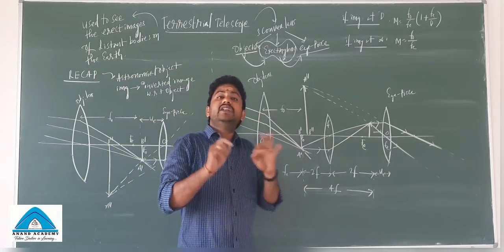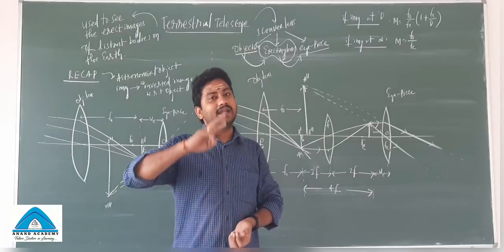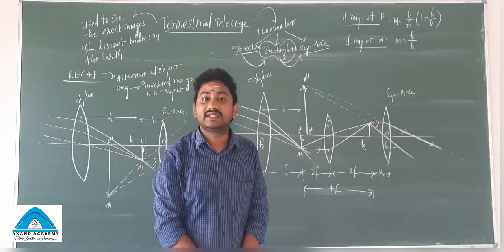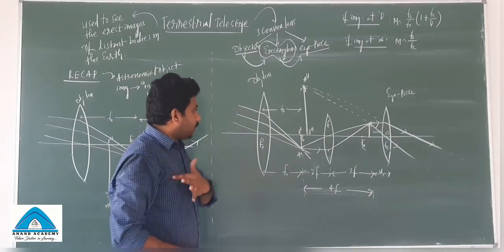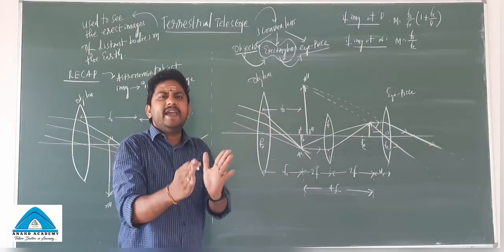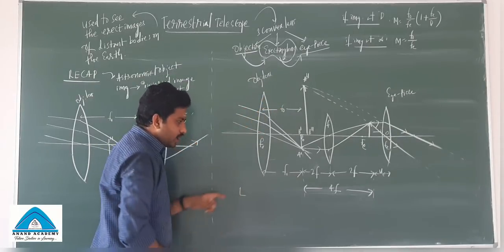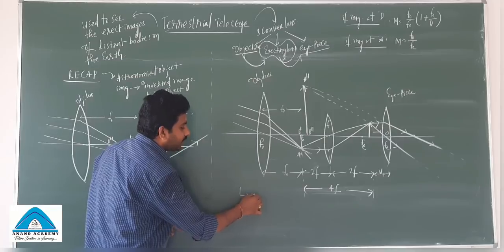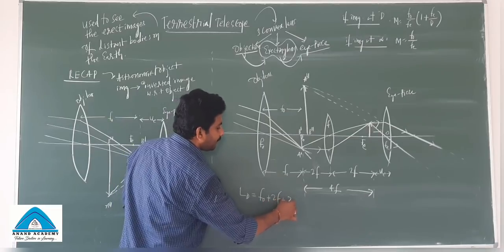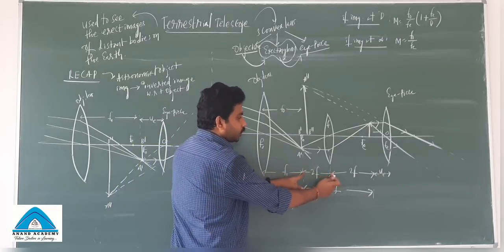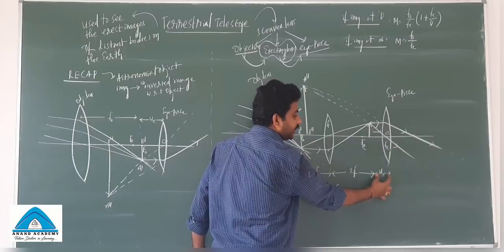Now we need to concentrate on two important things. Number one is the length of the terrestrial telescope, and number two is the magnification of the terrestrial telescope, called the magnifying power of the terrestrial telescope. Let's begin. Now, when the image is formed at the least distance of distinct vision, let us identify the length of the telescope when the image is formed at D. Tell me, what is this? f0 plus 2f plus 2f, you can see. f0 plus 2f plus 2f plus the object distance. See here? So this is the object distance. Understand? This is the object distance.